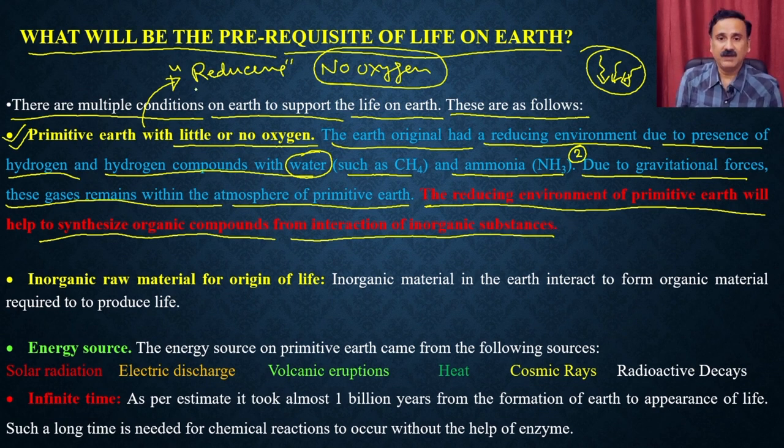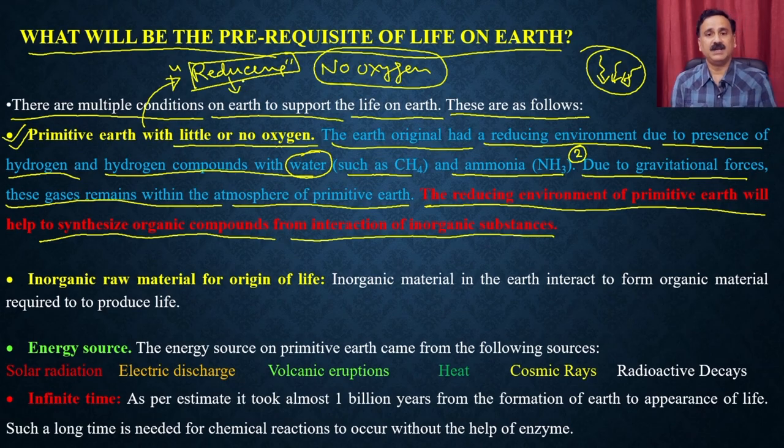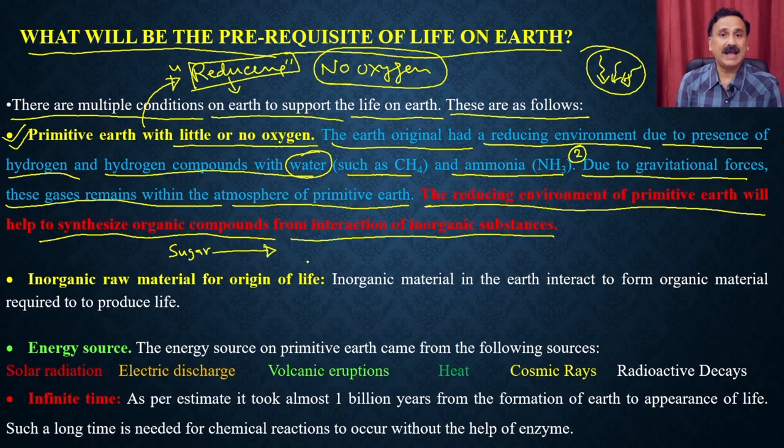So because it has gravitational forces, and because it has a reducing environment, you know the advantage of a reducing environment. A reducing environment reduces the chances of spoiling of substances. For example, if you have a sugar molecule and you keep the sugar molecule as such, the sugar is going to get oxidized, right, spontaneously. Even if you keep a sugar molecule and you don't do anything, it is going to get oxidized because there is oxygen in the environment, and that's how it forms carbon dioxide and water.